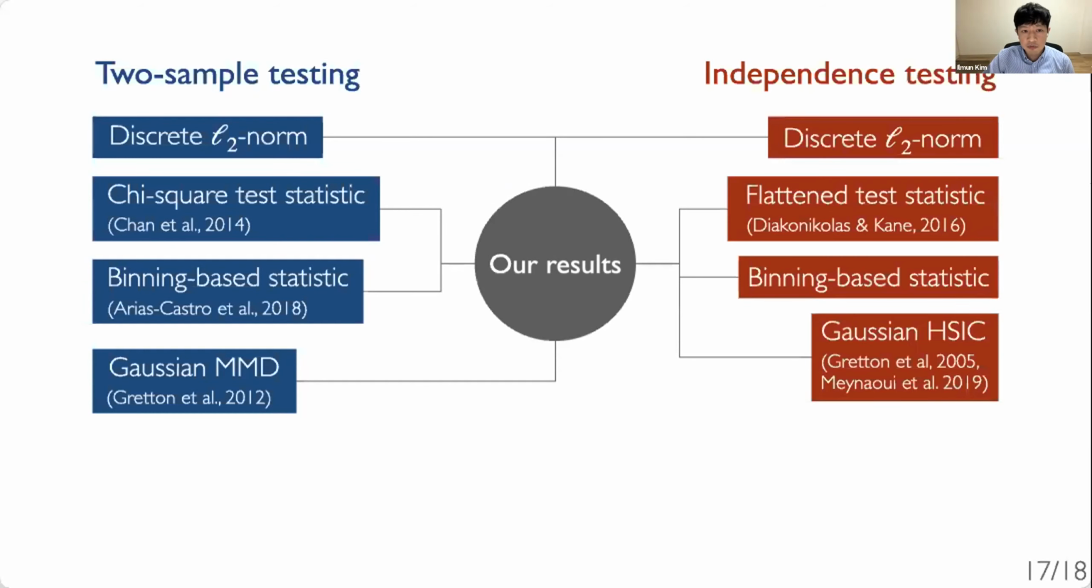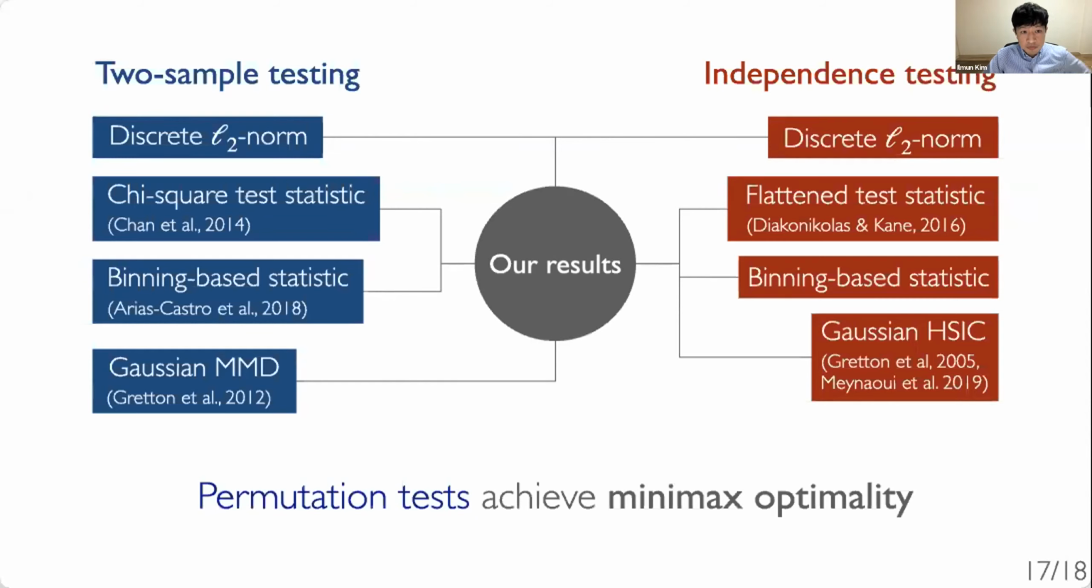And similarly, for the problem of independence testing, we show that the permutation tests using a certain type of test statistics are, again, minimax rate optimal, including the flattened test statistic by Diakonikolas and Kane in 2016, and the Gaussian HSIC by Gretton et al. in 2005, and the statistic by Meynaoui et al. in 2019. Again, all of these results can be proved using the two moments method described earlier. And this illustrates that our sufficient conditions are tight for some two-sample and independence testing problems from a minimax perspective.